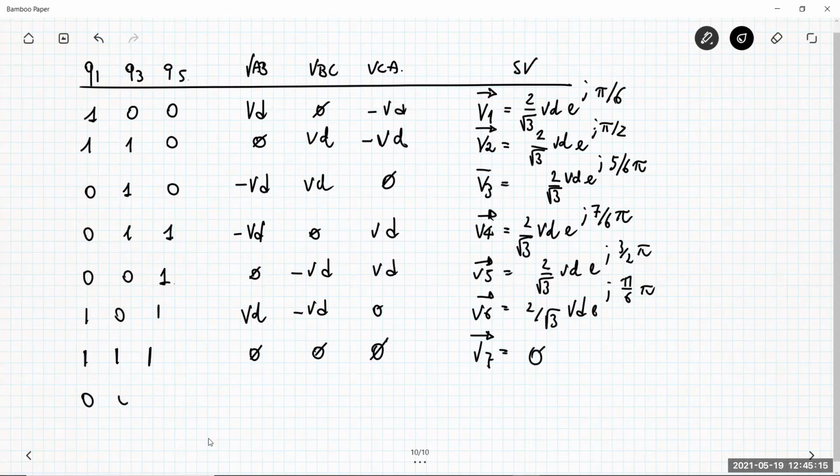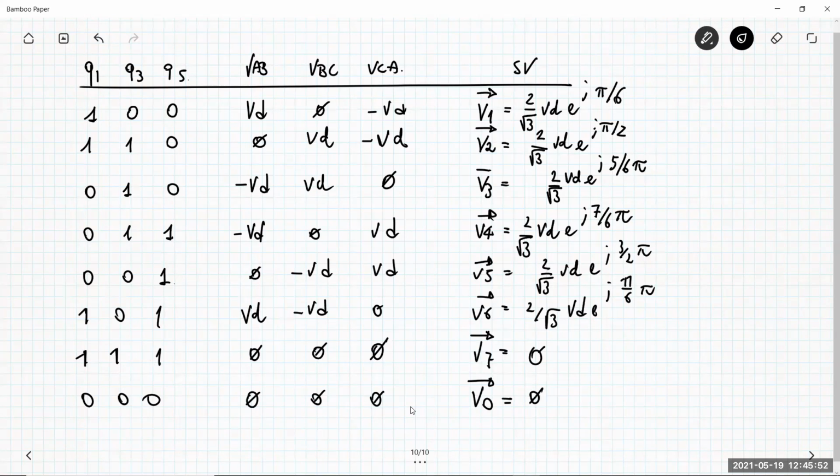And then you have another combination, which is 0, 0, 0. Here you have all the low side transistors on, so you get S4, S6, and S2 that are on, and so you can get again VABC, VAB, VBC, and VCA that are all null, so you have the vector V null, which is V0, which is null.